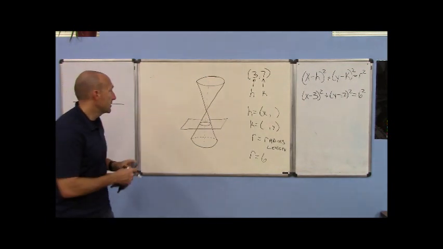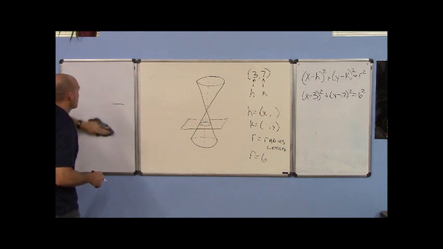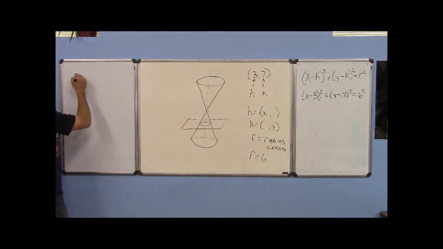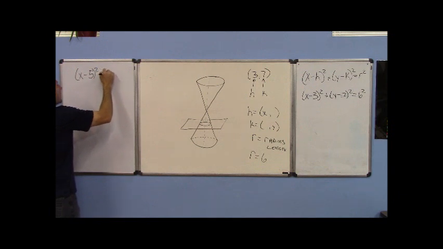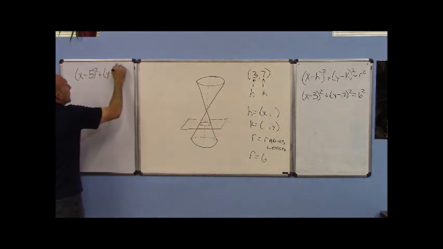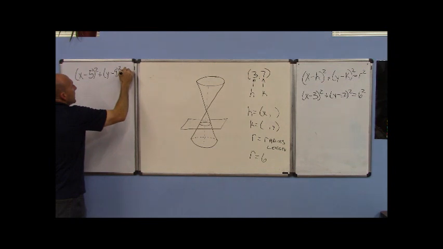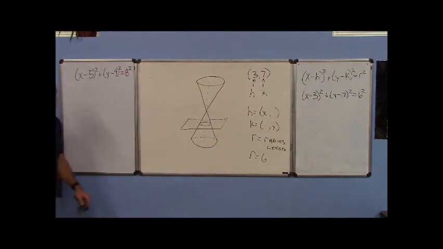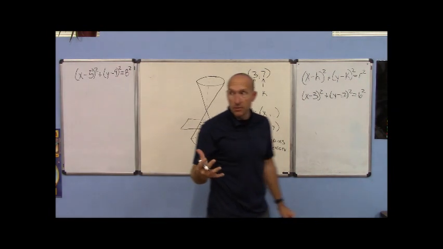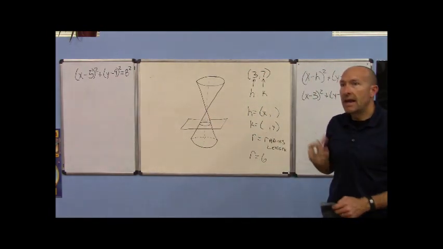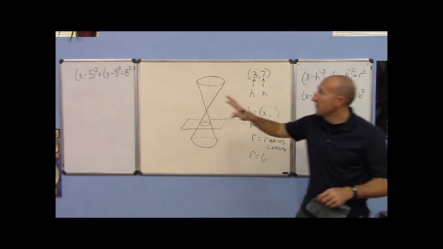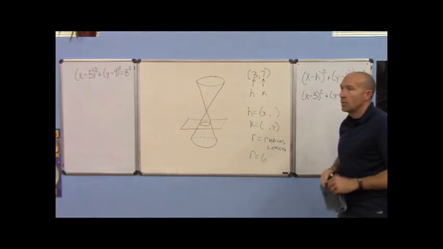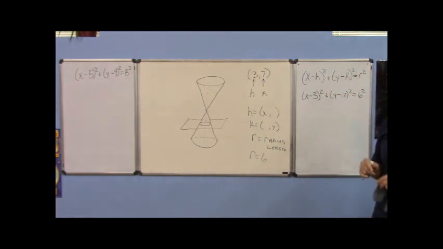So let's test and see how well you are paying attention. If I were to do (x minus 5) squared plus (y minus 9) squared equals 8 squared, write down the coordinate point or the center. That coordinate point is the center, and the radius length. Write your coordinate point for the center of the circle and your radius length.